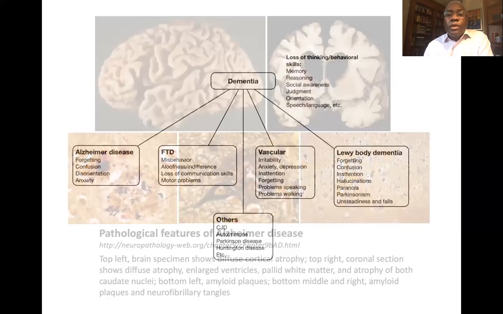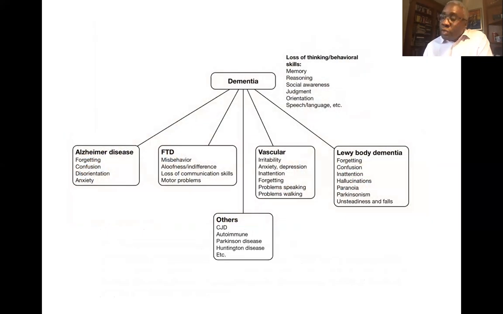Now, that was one of the first things Alzheimer contributed, but today we know that there are many other conditions that can cause loss of thinking skills and loss of behavioral skills and cause people to have other things like anxiety and agitation and hallucinations and so on. Together, we call these things dementia.